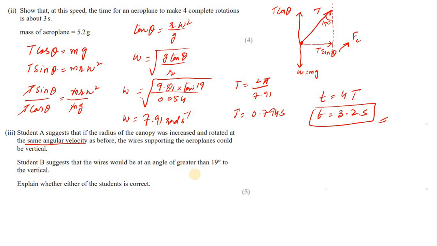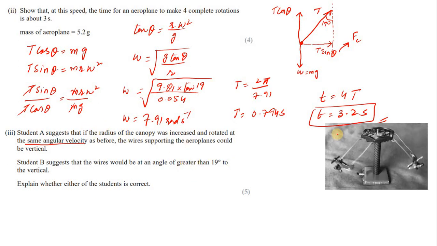Okay. Now this is the situation, this is the diagram, and the suggestion is if the radius is increased, this is the canopy, this is the radius. If this radius is increased, student A is saying that the wire should be vertical. Now imagine, suppose the wire is vertical, that means tension will be acting vertically exactly upward, and weight is acting downward. That means weight is completely balanced by the tension. Then there will be no horizontal component of the tension. So there is no horizontal component of T. If there is no horizontal component, that means there is no centripetal force, which is not possible.